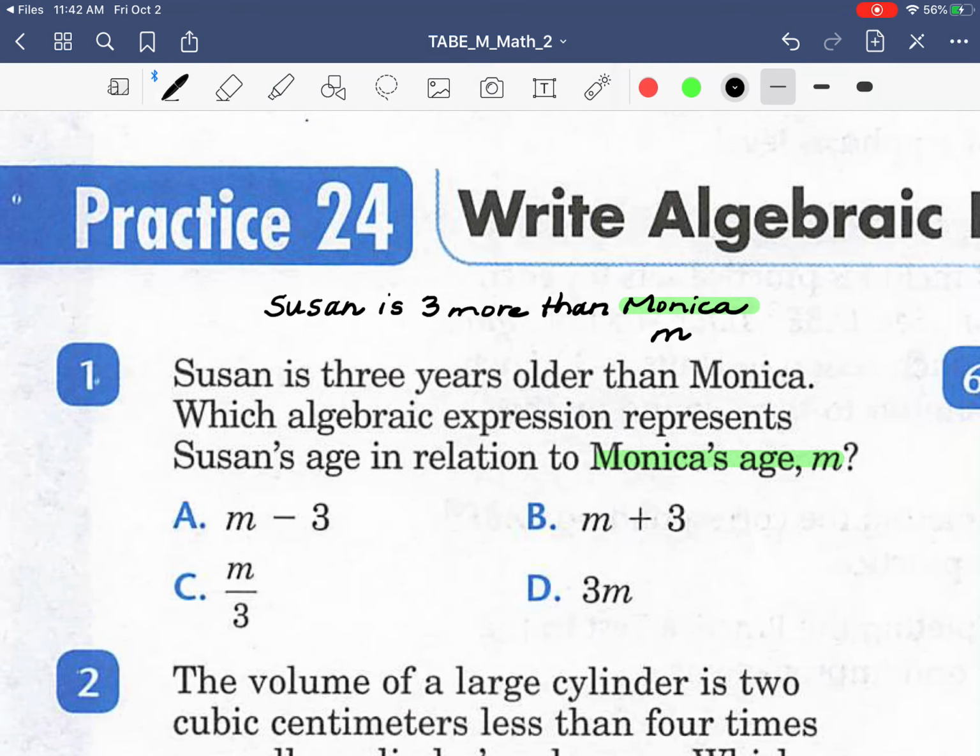3 more than. What does more than mean? It means plus 3. So I am looking for 3 plus M. You're not going to see that in a formal algebra book. The variable should come first. M plus 3 is what we're looking for. So the answer to number 1 is B. Monica plus 3 gives me Susan's age. Excuse me, my voice is going.